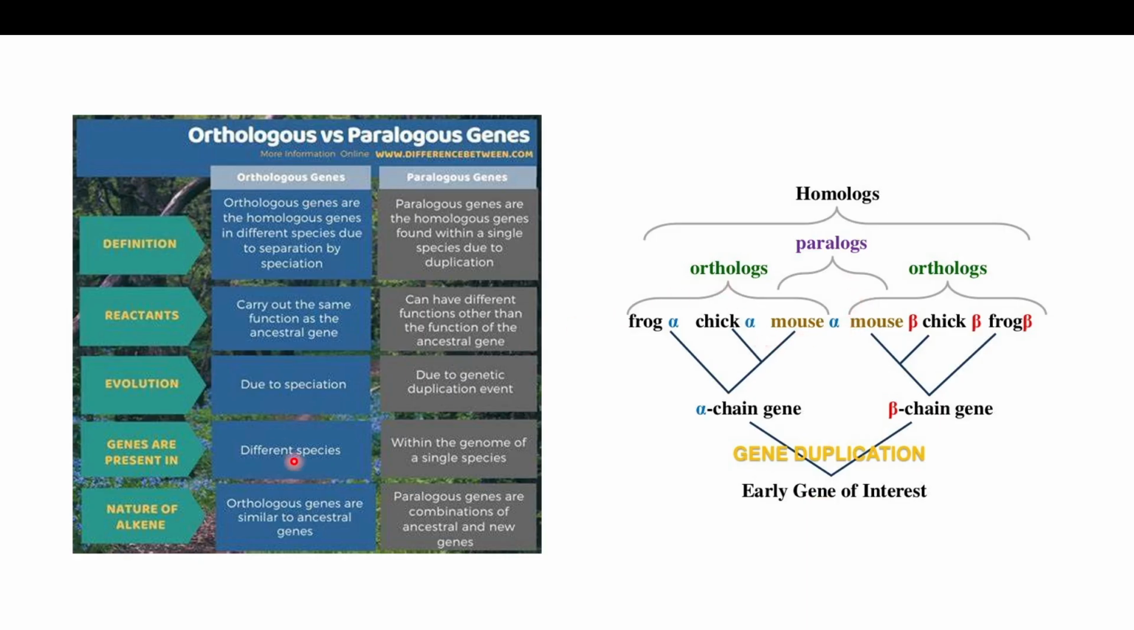However, orthologs are in different species, when the same particular gene encodes a similar peptide or protein chain, like here the alpha chain, but in different species. So then these are orthologs of each other.